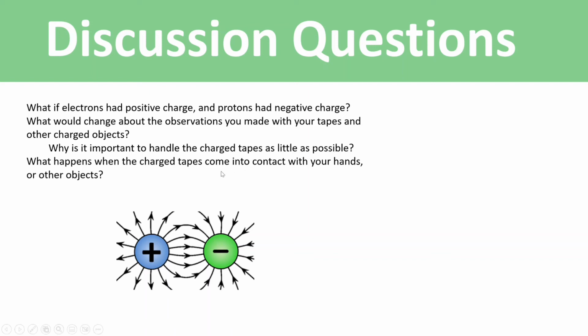It is important that we handled the tapes with as little contact as possible, because our hands can drain some of the excess charge that is on the tape. So our hands would act as a pathway for these electrons to come back into the tape, and the positive charge that we gave them would be lost. So it is important that we have little contact with our hands, so we don't lose the charge that we generated.